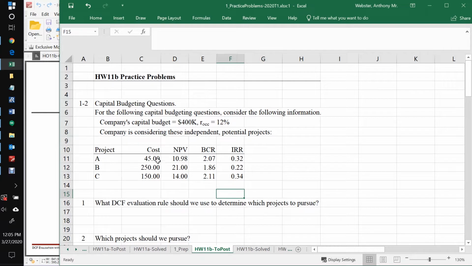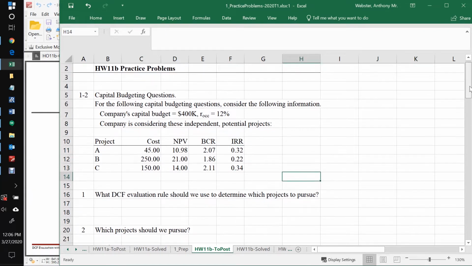So we know for each project we have the cost of it and we have the NPV. And remember, the costs are built into the NPV because the NPV includes the present value of every cash flow, positive or negative. So that's going to include, of course, the cost cash flows at t equals 0. And also, someone has computed for us the BCR for each of these projects and the internal rate of return for each of these projects. So that's what we've got.